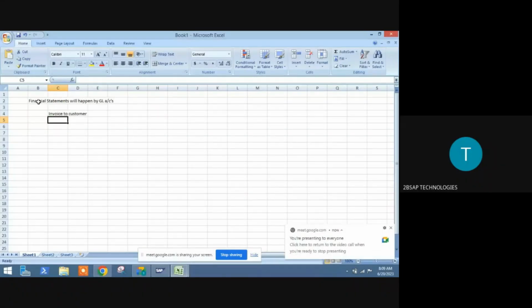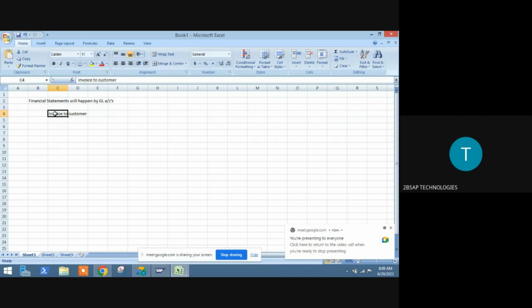See, the thing is, all your financial statements will happen through your general ledger accounts. That is GL master data. Now you are doing a data entry, that is, an invoice to the customer.